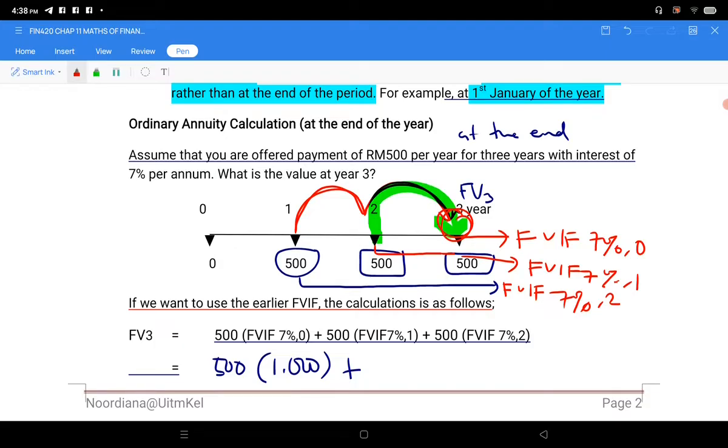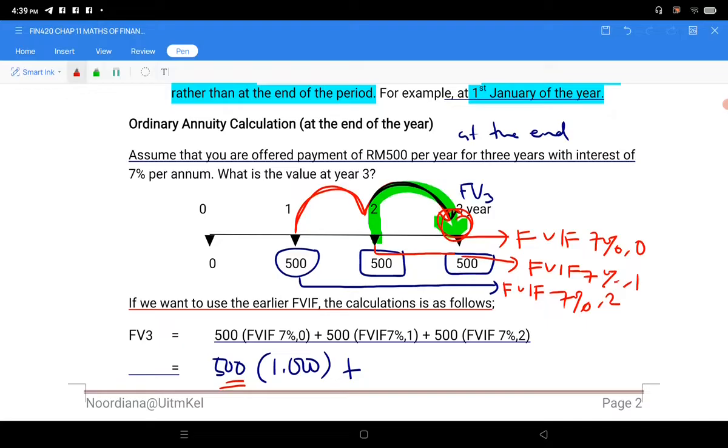Kalau kita nak kira satu persatu, sebab cash flow ni berturutan. Tapi dia adalah annuity sebenarnya, sebab single payment yang sama je setiap. Series of equal payment yang sama je setiap each and every year.